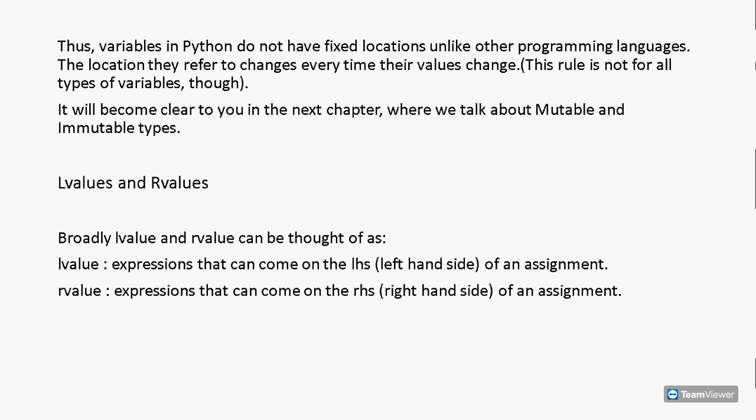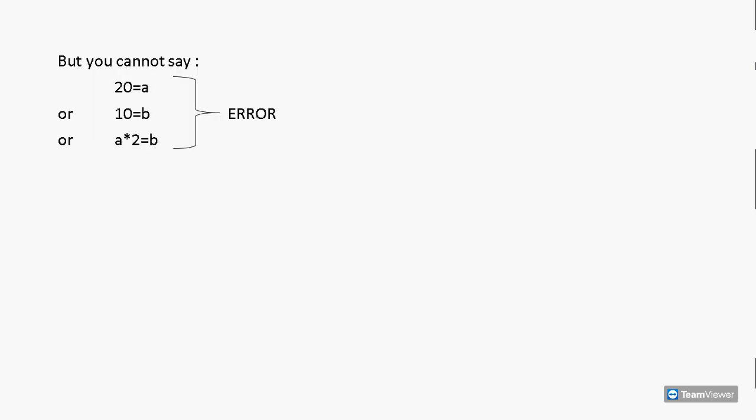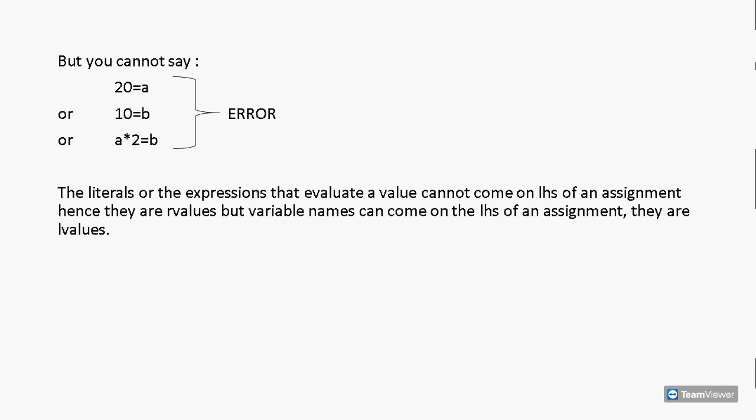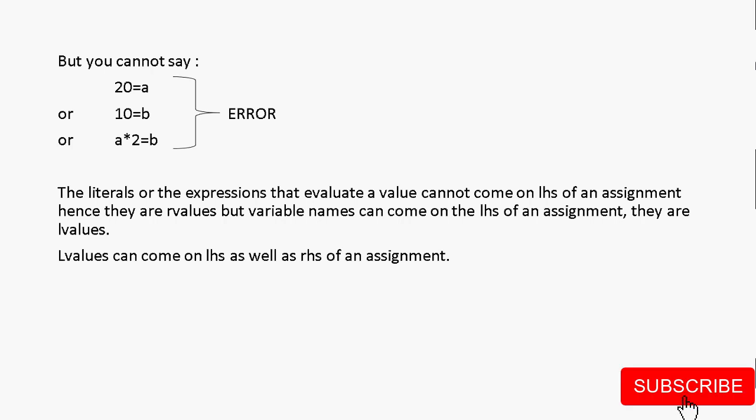R values are the expressions that can come on the right hand side of an assignment. Example, you can say that A equal to 20, B equal to 10. But you cannot say 20 equal to A or 10 equal to B or A star 2 equal to B. They will be listed as errors. The literals or the expressions that evaluate a value cannot come on left hand side of an assignment, hence they are R values. But variable names can come on the left hand side of an assignment, therefore they are L values. L values can come on LHS as well as RHS of an assignment.